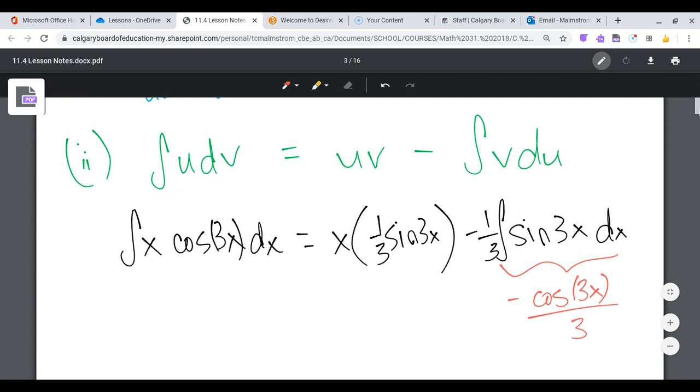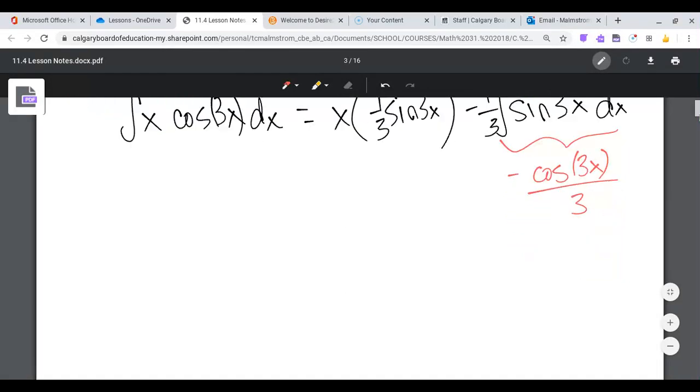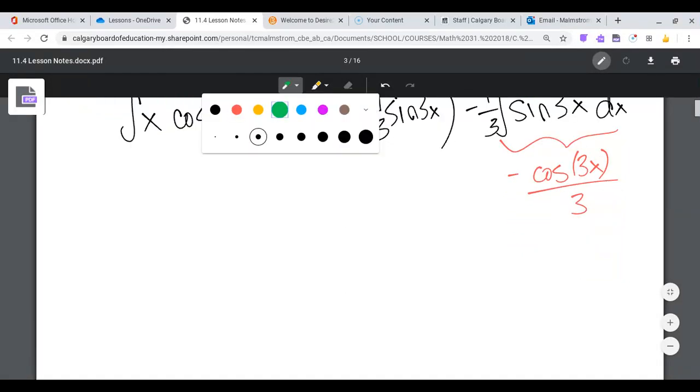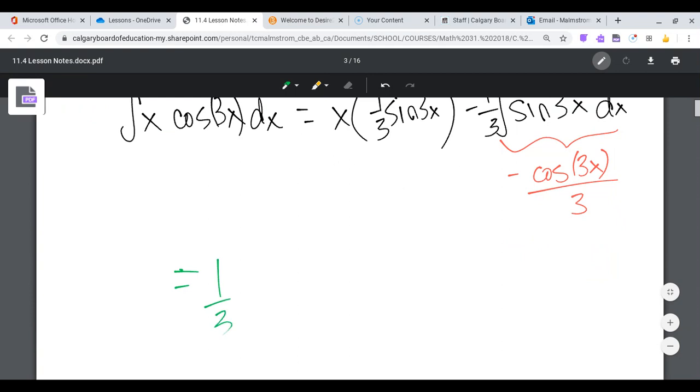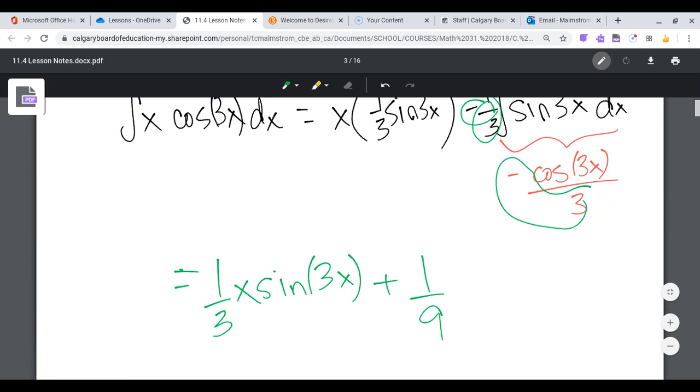And then we can write out our answer. So this is equal to, I'm going to put the 1/3 in the front, just tidy it up as you're moving through, 1/3 x sine 3x, that's the uv, minus, we're going to have a 1/3 and a negative 1/3. Oh, we have a negative 1/3 because we're subtracting. So this is going to become a positive 1/9 cos 3x plus c. Voila! There it is, integration by parts.